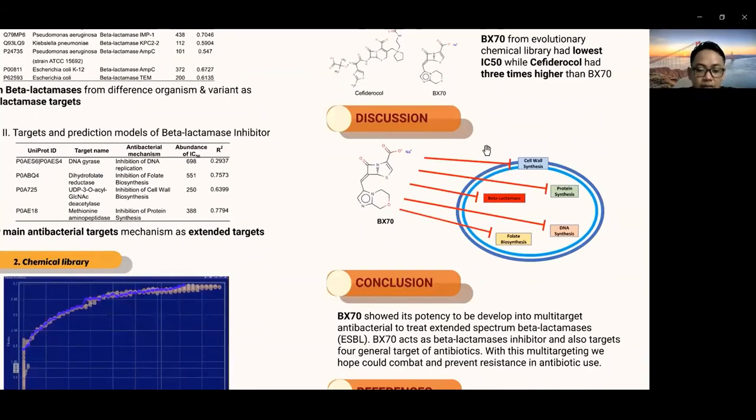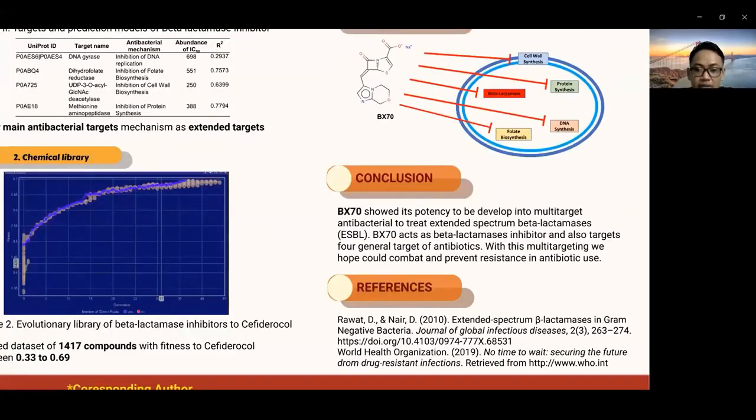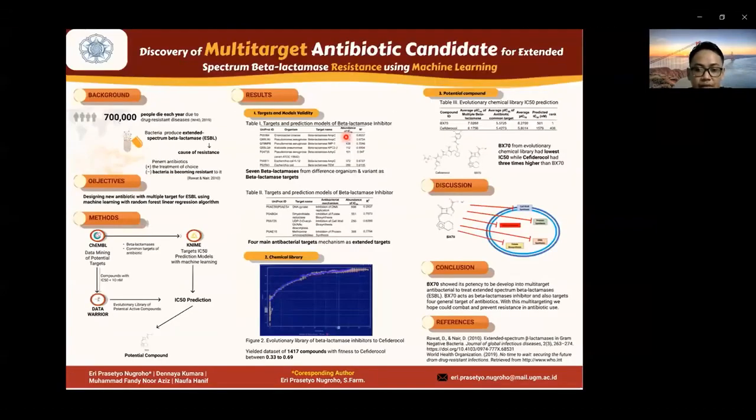The result shows that BX7D is predicted to inhibit beta-lactamase and multiple proteins that contribute to several mechanisms of bacterial growth, including the synthesis of cell wall, protein synthesis, DNA synthesis, and folate synthesis. In conclusion, BX7D showed its potency to be developed into a multi-target antibacterial to treat ESBL. BX7D acts as a beta-lactamase inhibitor and also targets general targets of antibiotics. With this multi-targeting, we hope to combat and prevent resistance in antibiotic use. That's all from us. Thank you.